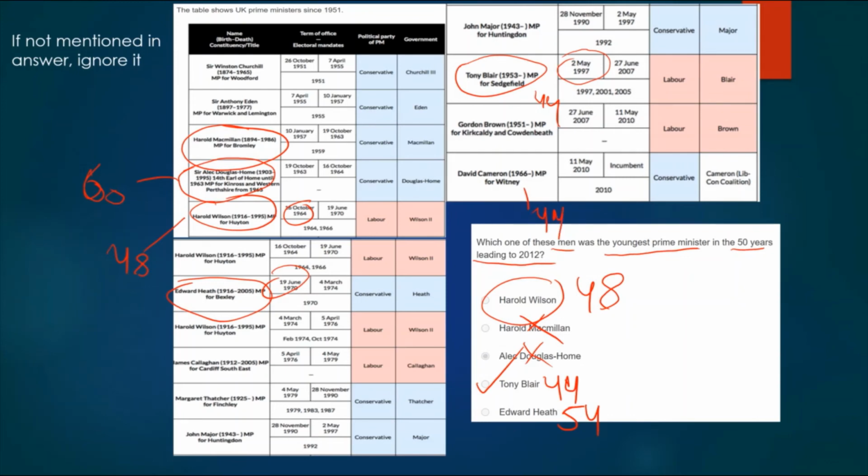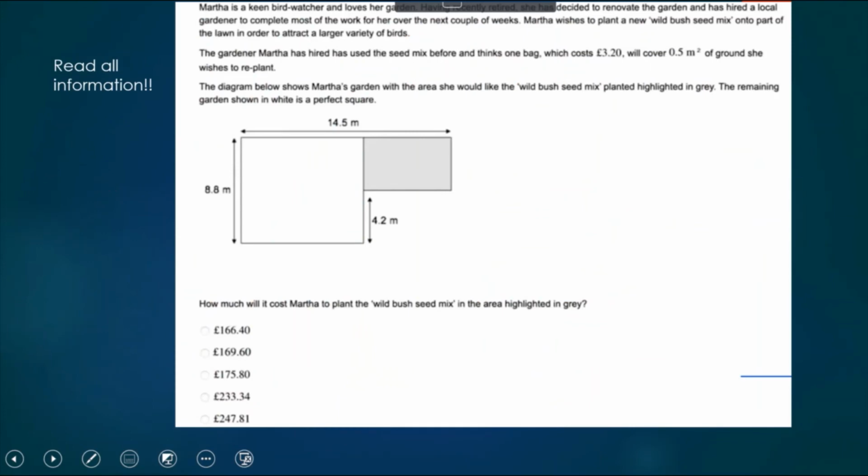So could that be the correct answer? Yes, it could have been. But because it's not mentioned in the options here, you can just rule it out. It would save you a lot of time if you just focused on the options here instead of counting all of them in. So make sure you just look at the answer options and read all the information. Make sure that you understand all the information as well.